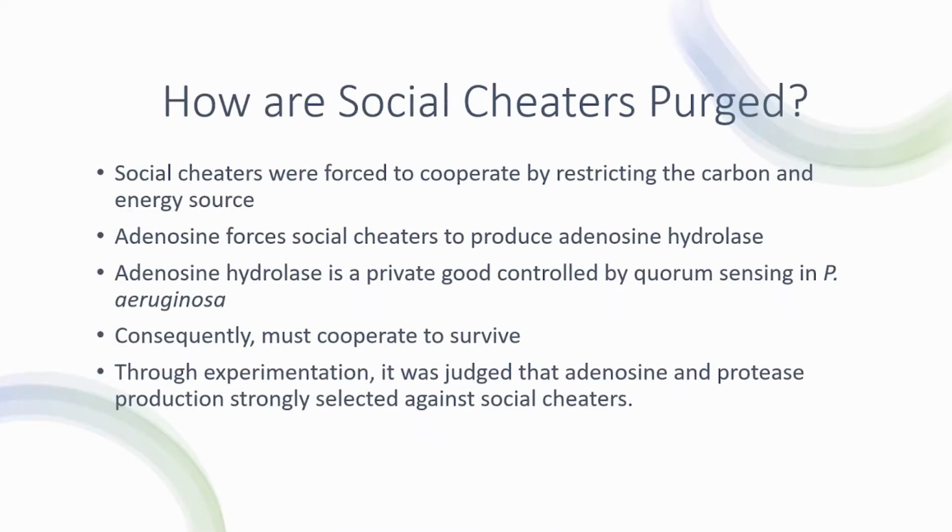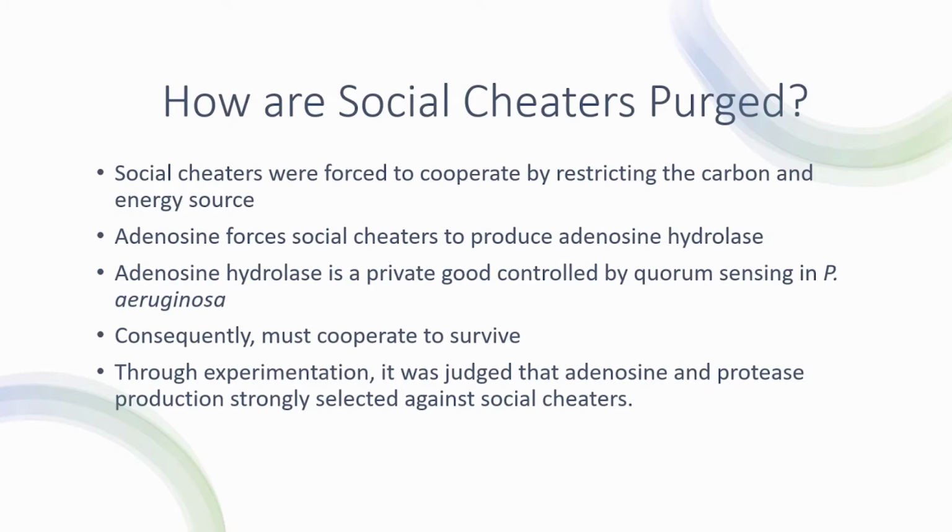So now that we've discussed the results, we kind of need to explore how that happens. So overall, social cheaters were actually forced to cooperate by restricting the carbon and energy source, which was done through the exchange of casein for adenosine. So rather than really being pushed out of a colony, they actually had to change to cooperate. Otherwise, they really wouldn't be able to survive.